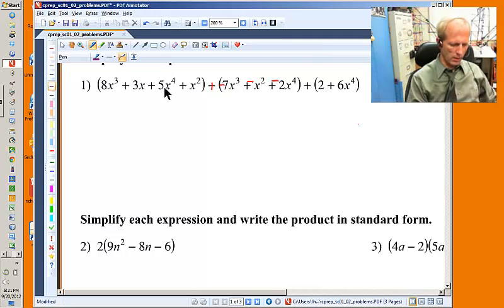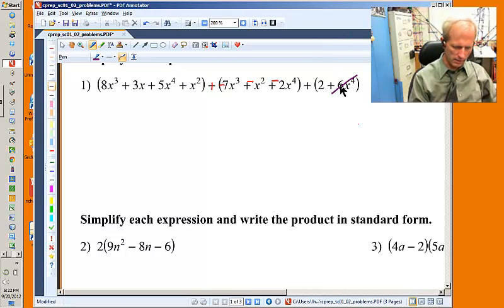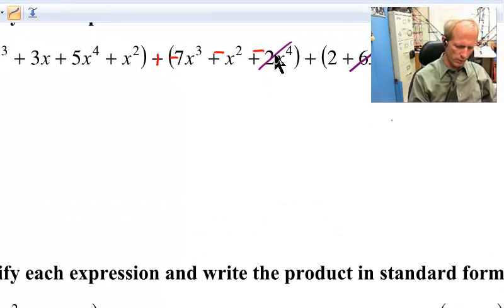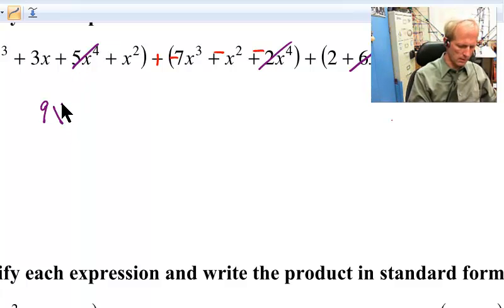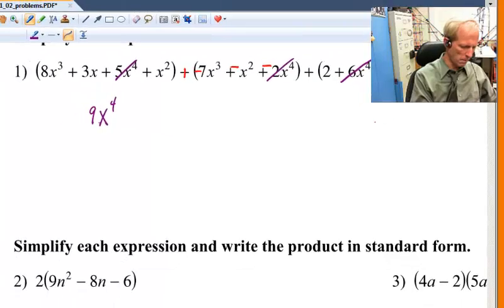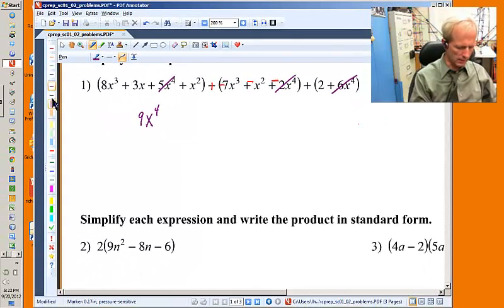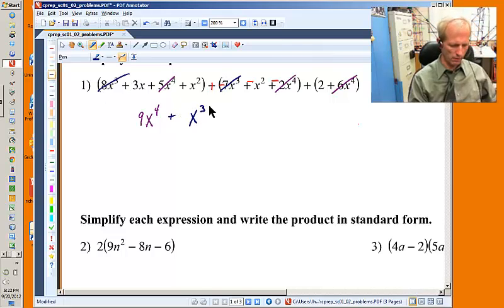Alright, so I'm going to start with the term with the largest exponent for the variable, and that would be x to the 4th. So let's see, I have a 6, a -2, and a 5. So 6 minus 2 is 4. 4 plus 5 is 9. So I have 9x to the 4th. Now let me look at the x to the 3rd power. Looks like I have two terms with x to the 3rd, a -7 and a +8. That gives me 1x to the 3rd.